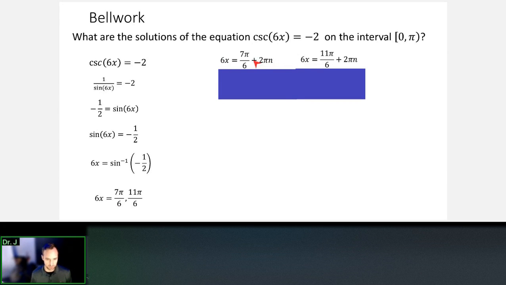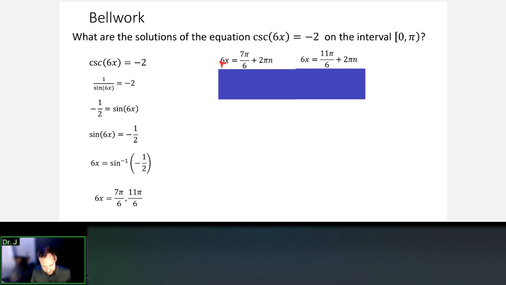Why is it plus 2 pi n and not plus pi n? Or in other words, when will we have to write plus pi n at the end? Yeah, when it's tangent or cotangent. Those are the only times we have to write plus pi n instead of plus 2 pi n. All right.